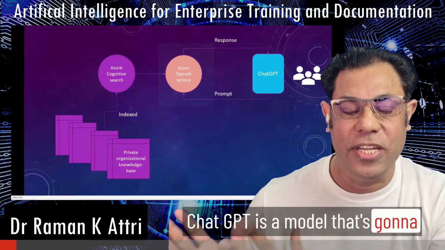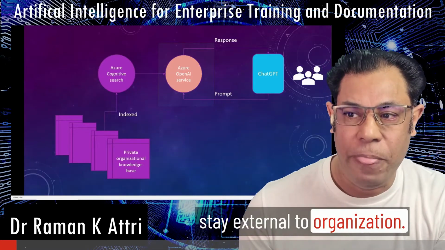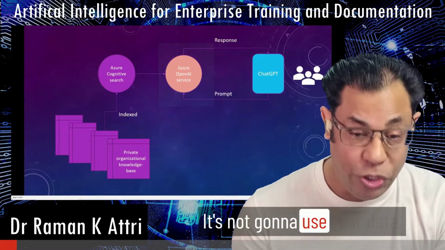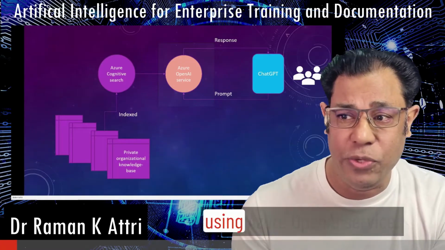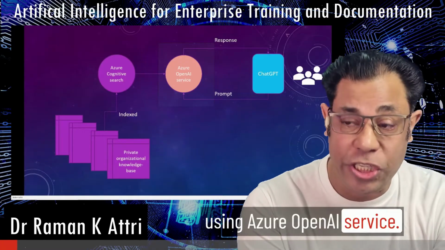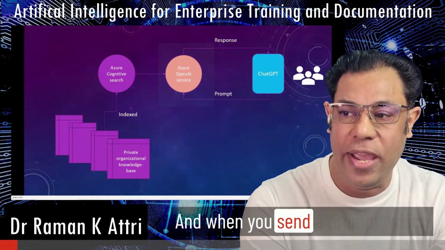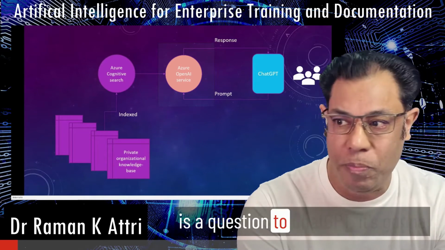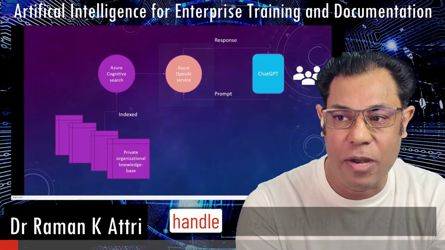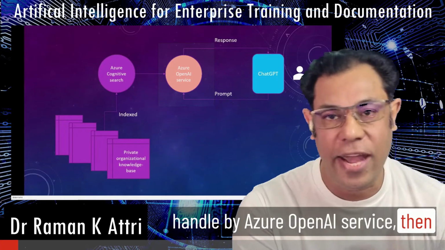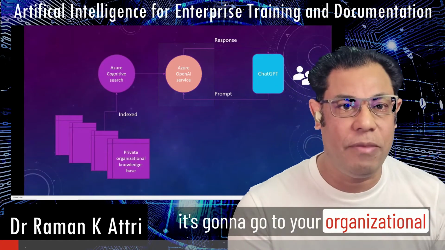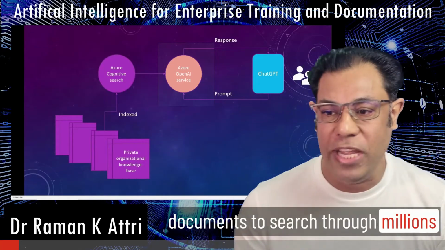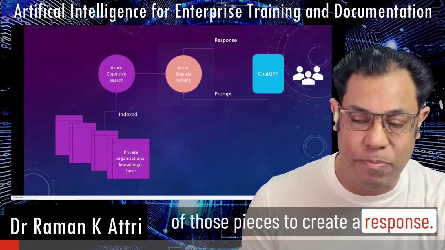ChatGPT is a model that's going to stay external to the organization. It's not going to use your data. They're going to connect using Azure OpenAI Search. And when you send a prompt, which is a question to ChatGPT, it's going to be handled by Azure OpenAI Search. Then it's going to go to your organizational documents to search through millions of those pieces to create a response.